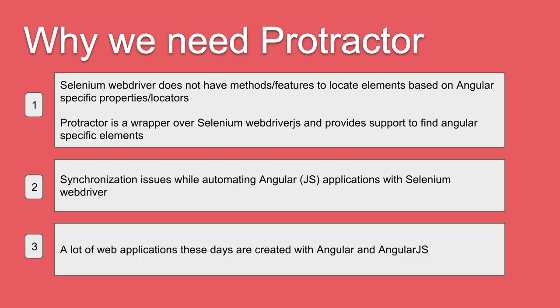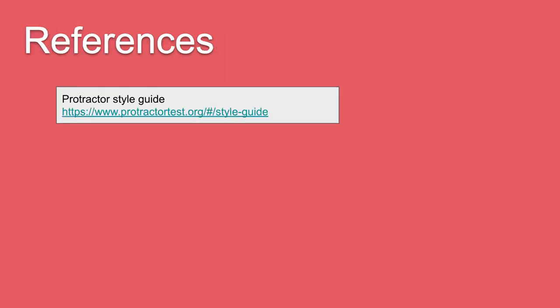The third reason is a lot of web applications these days are created with Angular and AngularJS, and therefore we need some platform, some tool, to do automation of these kinds of applications, and therefore we need Protractor. So these are the three reasons, and I hope now you know exactly why we need Protractor to do automation on applications built over Angular and AngularJS.